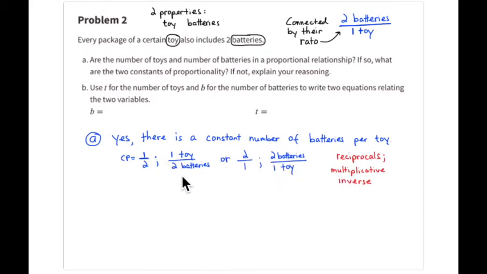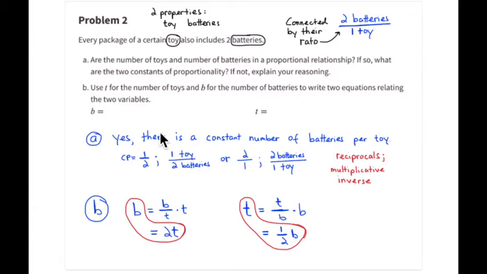So get used to looking at these relationships as reciprocal relationships. The other term for that is the multiplicative inverse. So the reciprocal of 1/2 is 2, or the multiplicative inverse of 1/2 is 2 over 1, or 2. So then write the equation. B is write the equation where batteries equals how much, or toys equals how much. Well, batteries equals the ratio of batteries per toy times the number of toys.